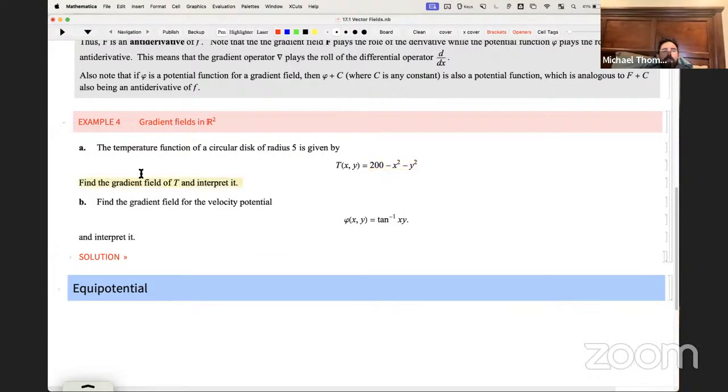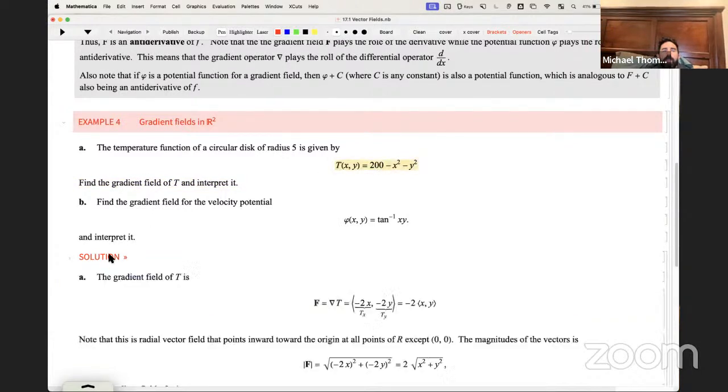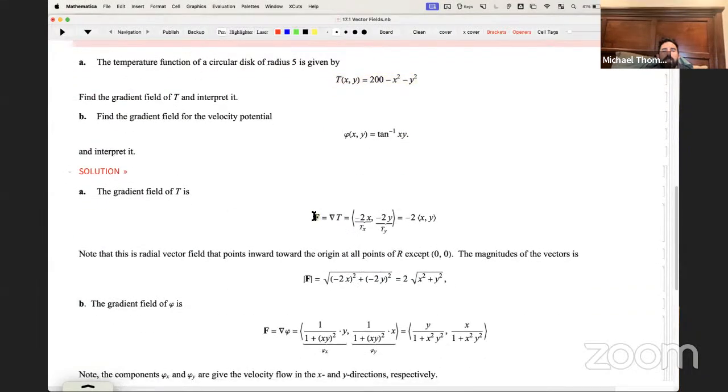But let's find the gradient field of this scalar valued function, and we'll interpret it. So the gradient field's easy. All you have to do is take the gradient, or nabla, of T. That's just the partial of the first component with respect to x, and the partial of the second component with respect to y. So that's the vector field that we get out.